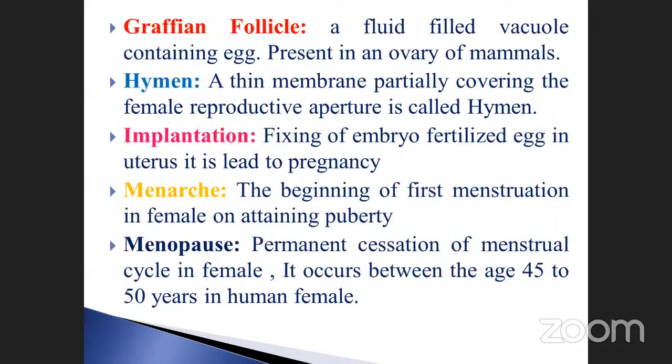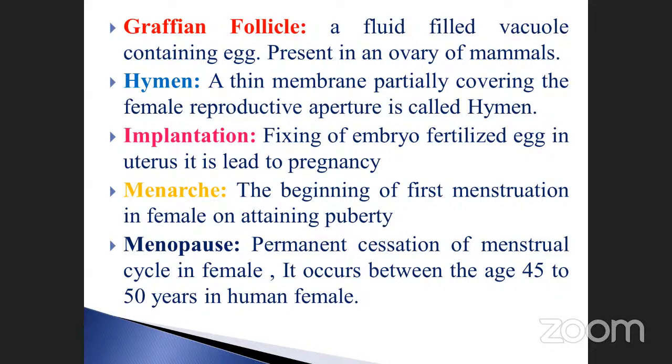Good. Graafian follicles. What is meant by Graafian follicles? A Graafian follicle is a fluid-filled vacuole containing an egg, present in the ovary of mammals. Inside there is a pouch-like structure, containing what is that?